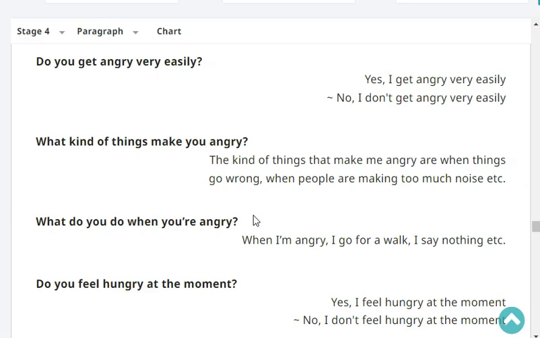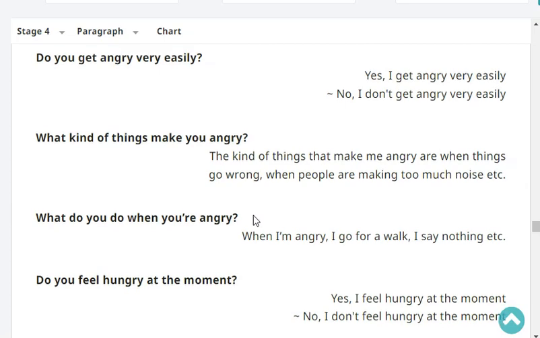What else? Last one. When you trip while walking. Do you always trip? No, only sometimes. Okay, very good.